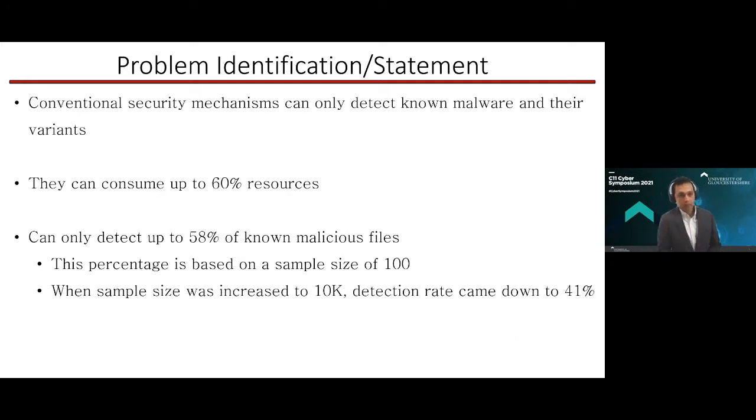So the problem statement: conventional security mechanisms can only detect known malware and their variants. They can consume up to 60% of the host resources, and can only detect up to 58% of known malicious files. So it's really important to understand that 58% of known malicious files that have been previously identified. We are quoting this number based on our research. This percentage is based on a sample size of 100 malware. When the sample size was increased to 10,000, detection rate came down to 41%. And again, I want to emphasize the known malicious part.